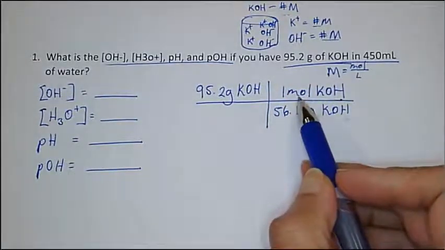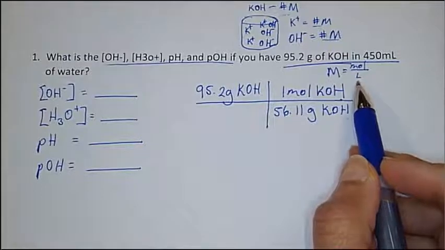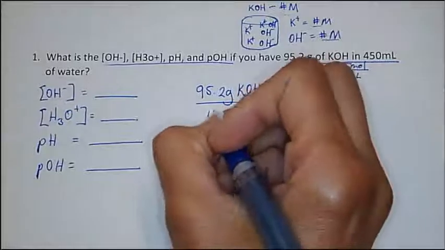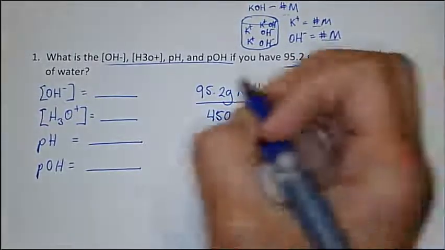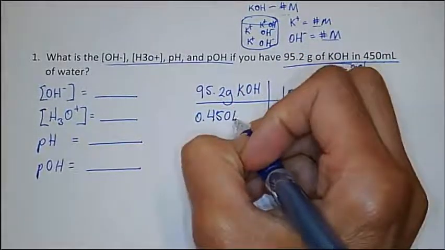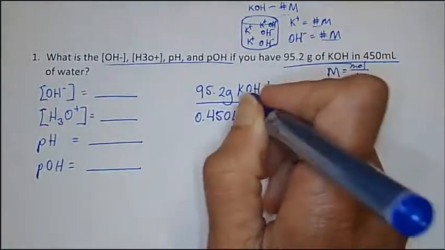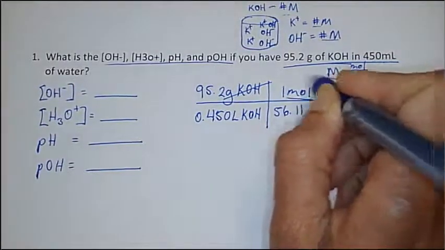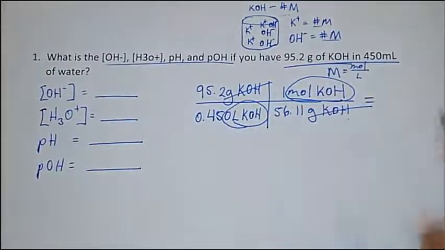Now that's great that I have moles on top, but I still need liters, which is over here. That's how much I have of my solvent. So it's 450, and this is in milliliters, so you want to convert it to liters, 0.450 liters of potassium hydroxide. Okay. Now, if I've done this correctly, my grams of potassium hydroxide would cancel, and what I have left remaining is moles over liters of my solution.